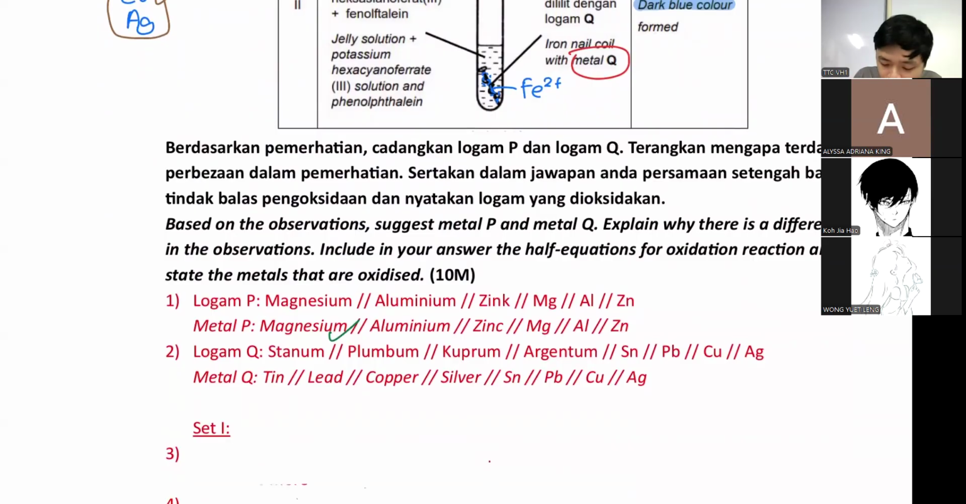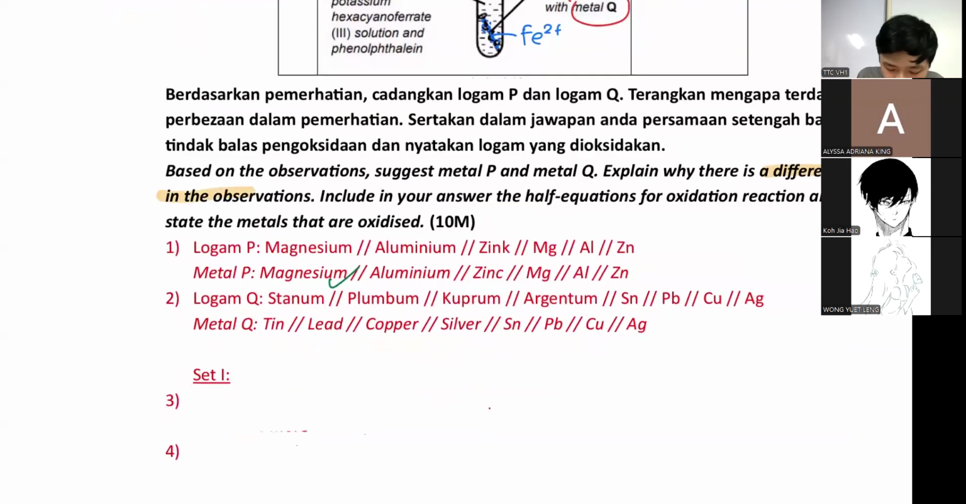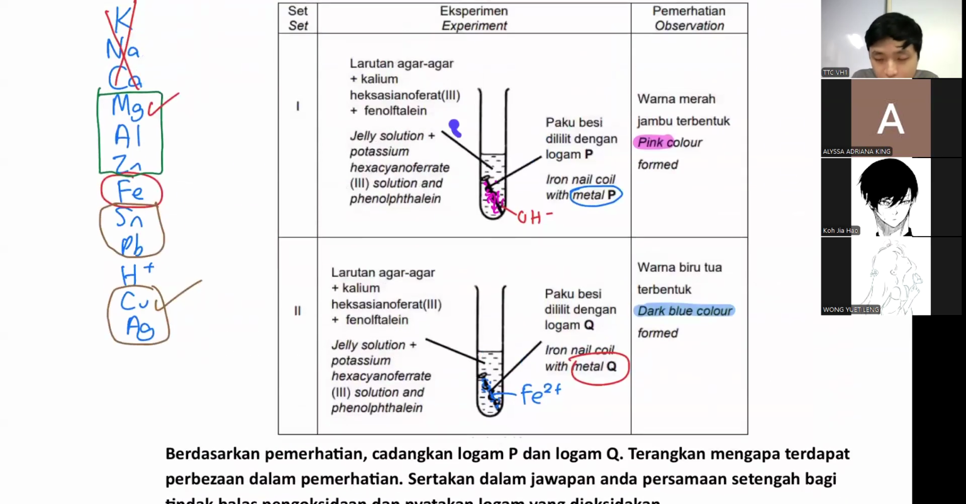Explain why there is a difference in the observation. Include the answer with the half equation for oxidation, and state which metal is oxidized. So you have to explain which metal is oxidized, which one will not rust. So for set one, the iron doesn't rust. The P will get oxidized. Or you can say magnesium.